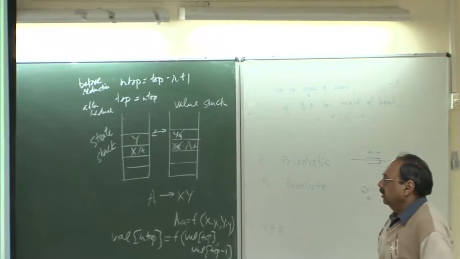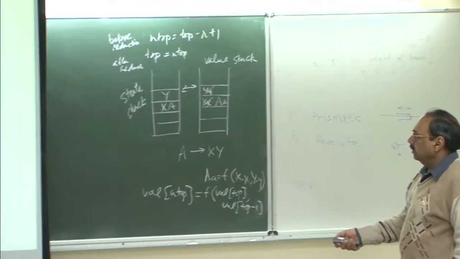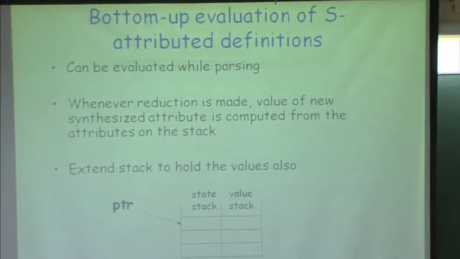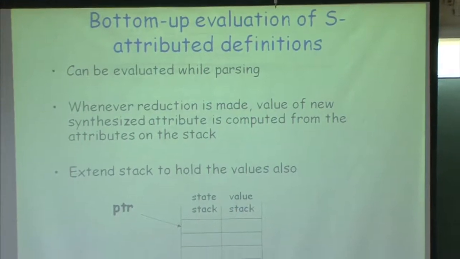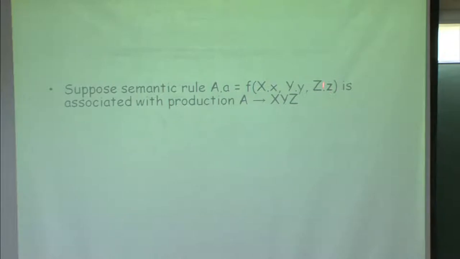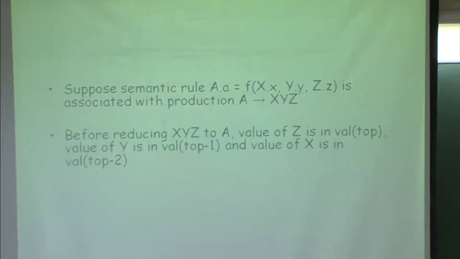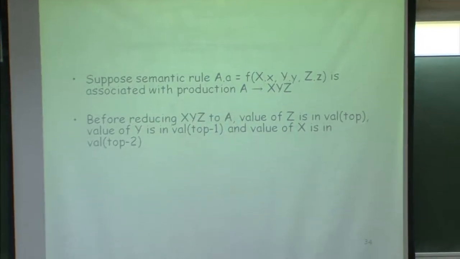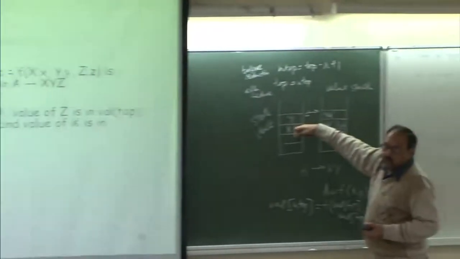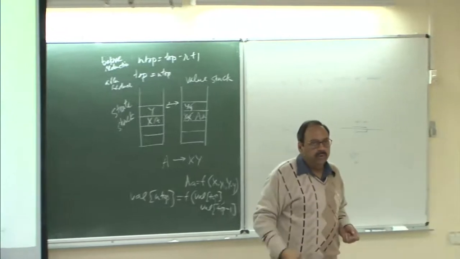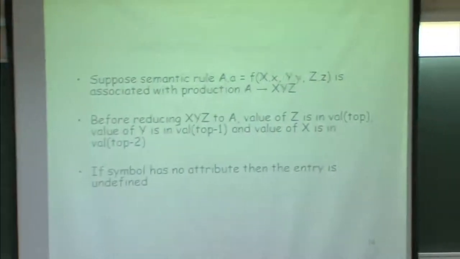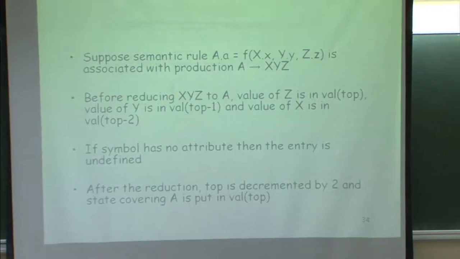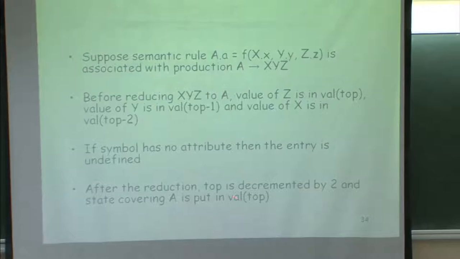And then all we are going to do is extend the stack to hold the values. So I have a state stack and a value stack. The state stack we have already seen when we were doing bottom-up parsing, and the value stack is what we introduce now. The current top of stack is indicated by the pointer top. If this is the kind of attribute equation I have, associated with some production, then before reducing XYZ to A, the value of Z is at top, the value of Y is at top minus 1 and the value of X is at top minus 2. This is how it is pushed, left hand side lower and right hand side at the top of the stack. If a symbol has no attribute, then that entry is just left undefined. After reduction, top is decremented by 2 and the state which covers A, the left hand side of the production after reduction, is pushed at top.